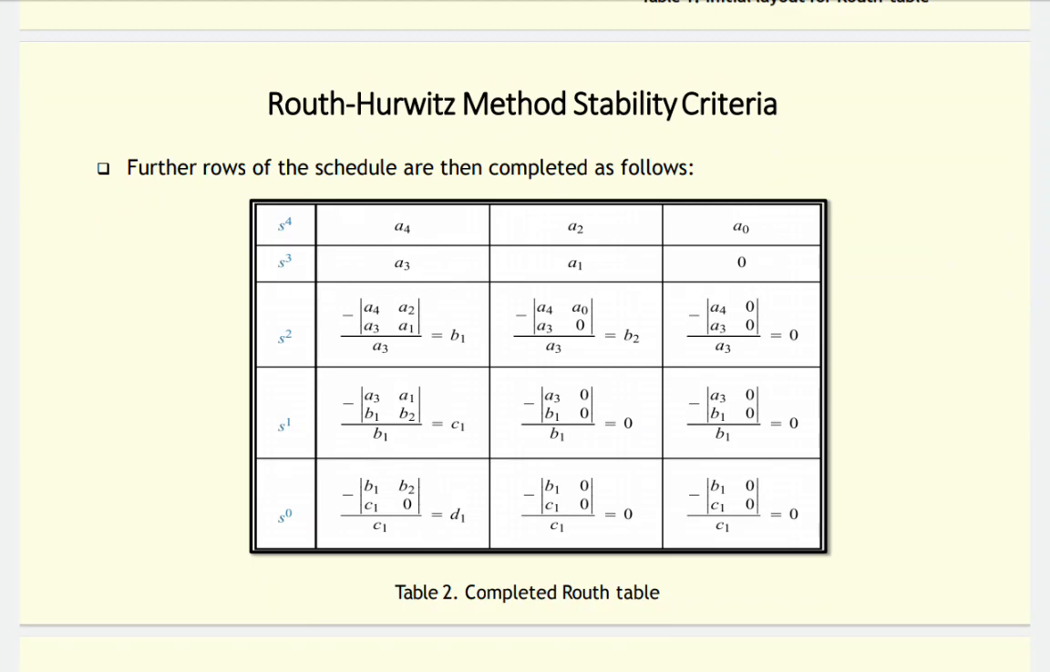And for the s to the power 0 row, the first element of the column is minus of determinant b1 b2, row wise, then c1 0, divided by c1, is equal to d1.